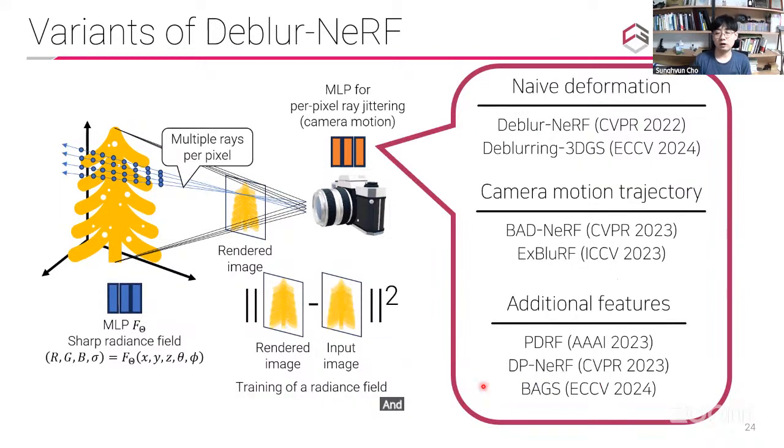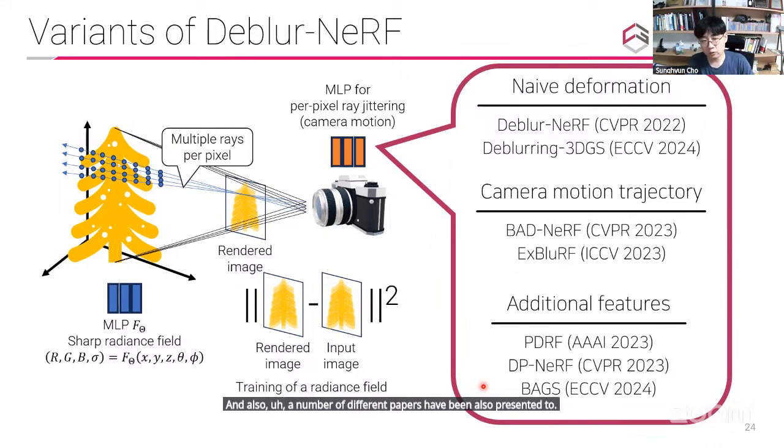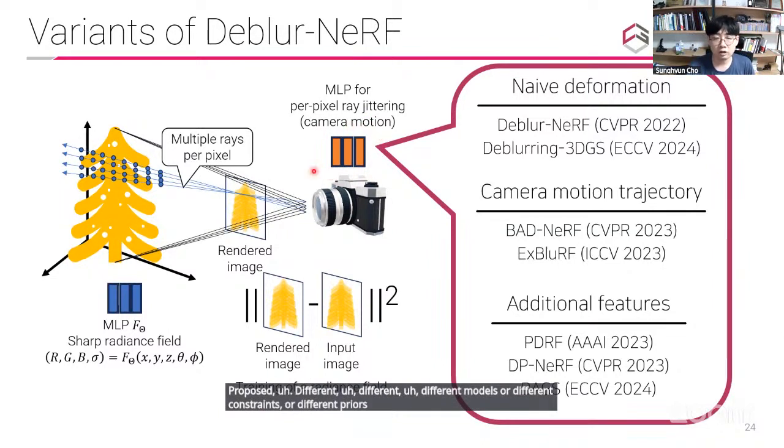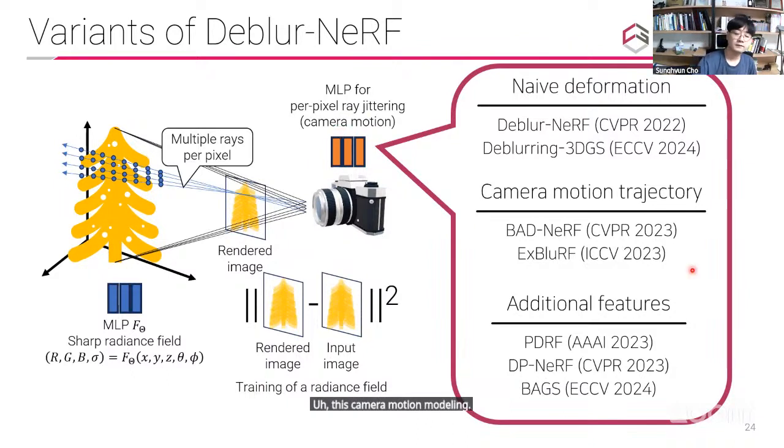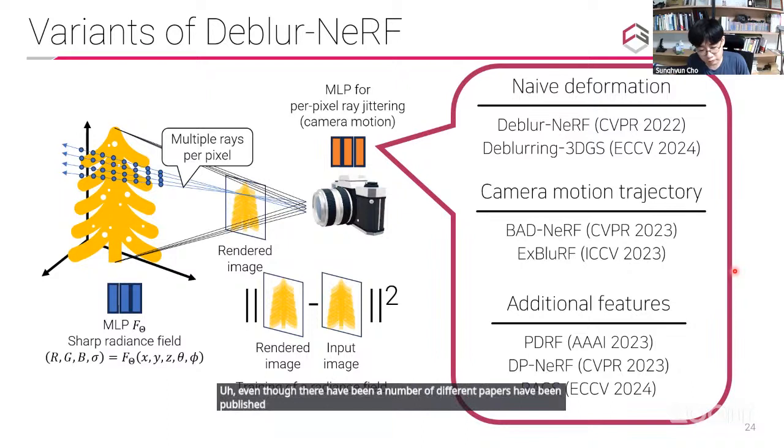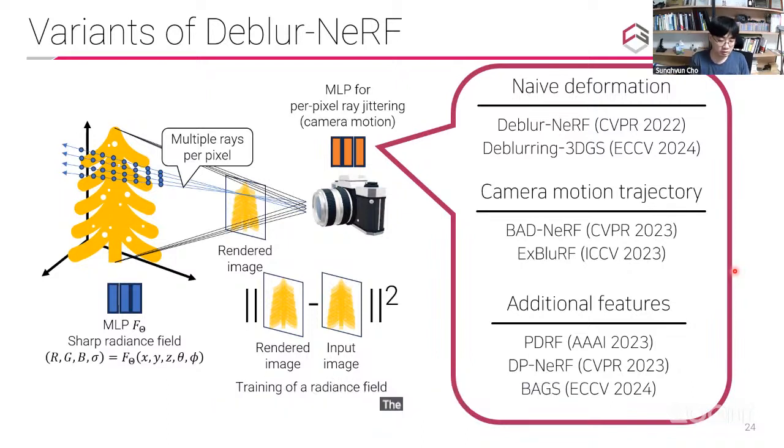Also, a number of different papers have been presented to propose different models, different constraints, or different priors for this camera motion modeling. So even though a number of different papers have been published over the past few years, the key idea here is basically very similar.